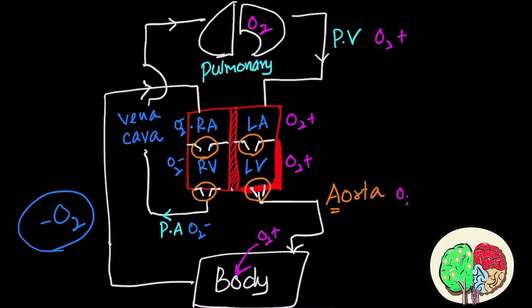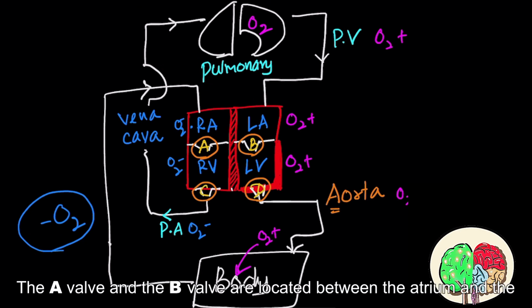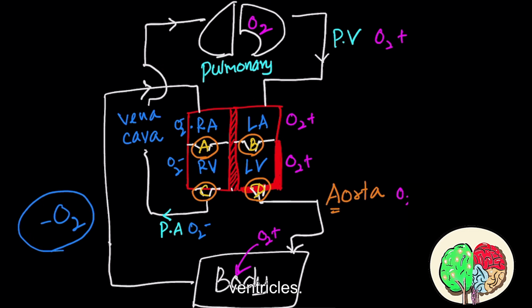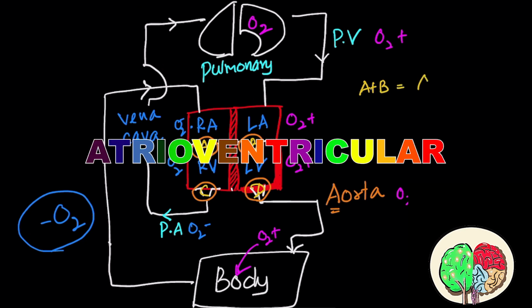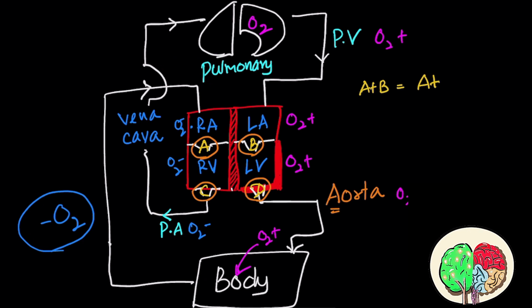We have to think of a way, so we name them A, B, C, D. The A valve and the B valve are located conveniently between the atria and the ventricles, so we give them a very easy name: atrioventricular valves, which means that they are located between the atrium and the ventricle.